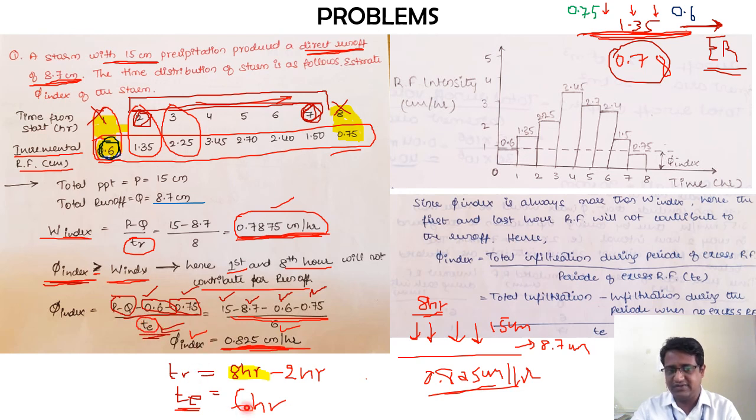So divided by TE. So TE is how much? 6 hours, as I have explained. So divided by the period of excess rainfall, TE is 6 hours. If you do that, the elaborative formula for the same thing will be total infiltration minus infiltration during the period when no excess rainfall is there. So this is how you can determine it, by deducting the rainfall that has occurred during non-excess rainfall. With this you can determine the phi index and W index.